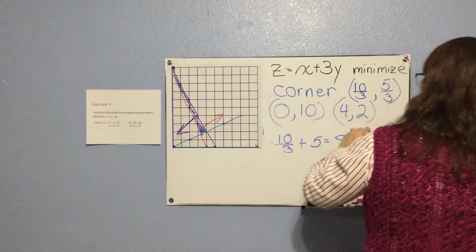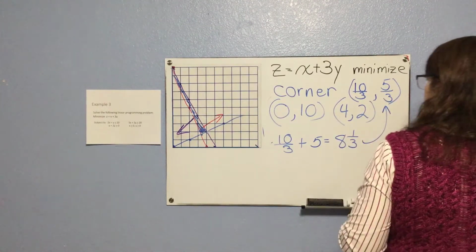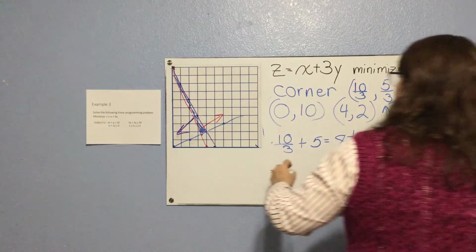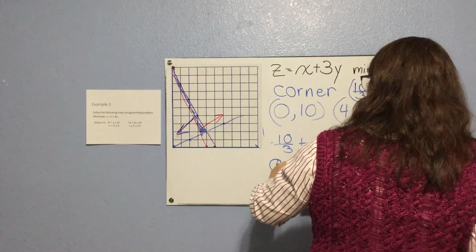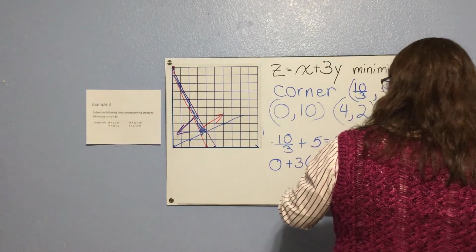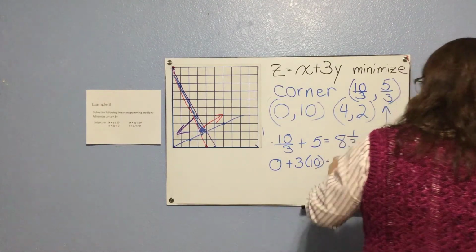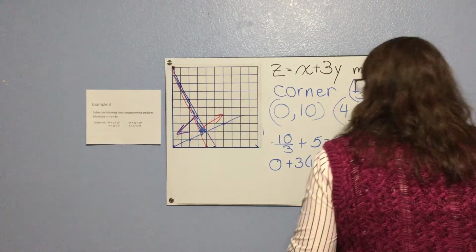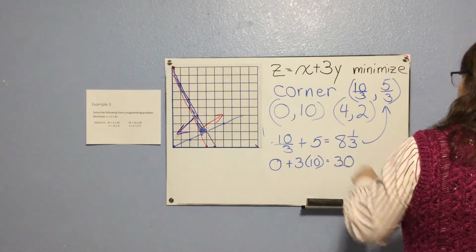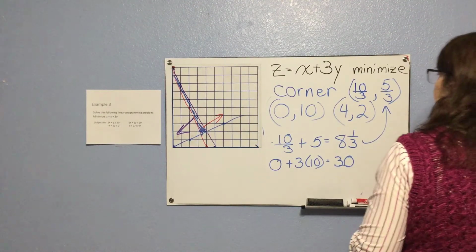Let's draw the arrow over here. That's for this point. For 0, 10, I'd have 0 plus 3 times 10 is 30. Well, that's definitely not going to be the minimum. It's much larger than 8 1/3.